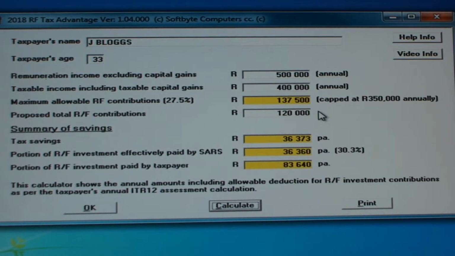The next thing we need to do is work out the difference in the annual tax due between paying the allowable retirement fund contribution and not paying the contribution. When working out the difference in tax due on these two amounts, we have to use the taxable incomes using allowable deductions. This means we can use the travel claim in our example as a deduction, and this gives us a taxable income of 400,000 Rand without the proposed total retirement fund contributions, and a taxable income of 280,000 Rand with the allowable retirement fund contributions.